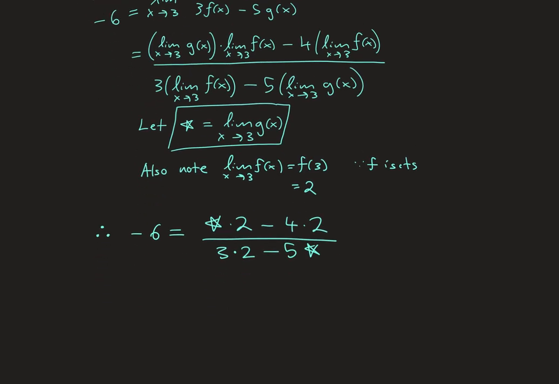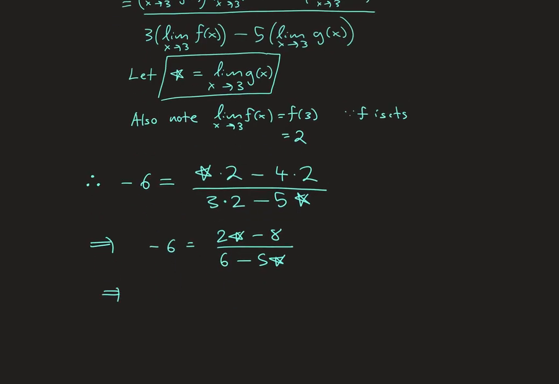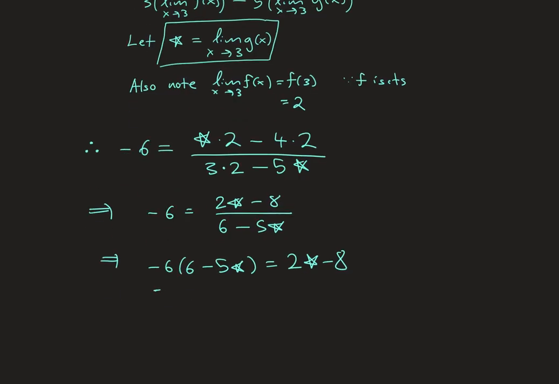Okay, but that's easy enough. I think the 2's cancel. There's a few things I can do. That implies that -6 is equal to (2 star minus 8) all divided by (6 minus 5 star), and therefore -6 times (6 minus 5 star) is equal to 2 star minus 8. So -36 plus 30 star is equal to 2 star minus 8.